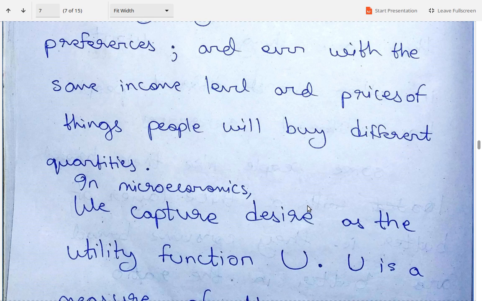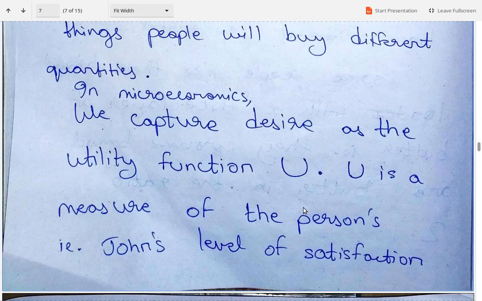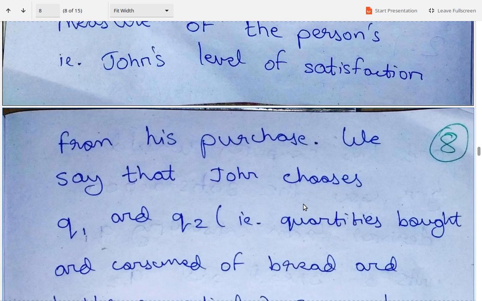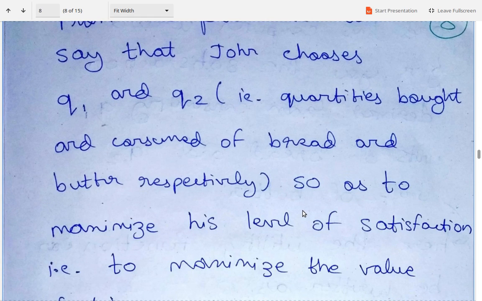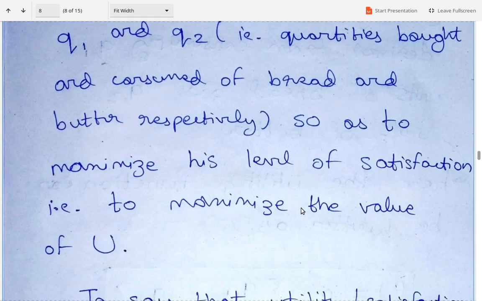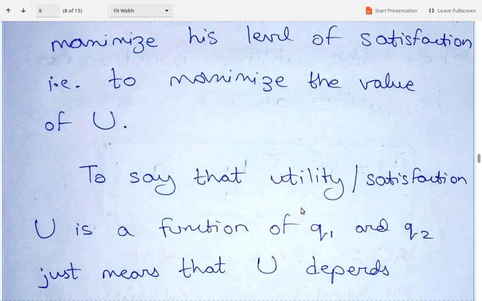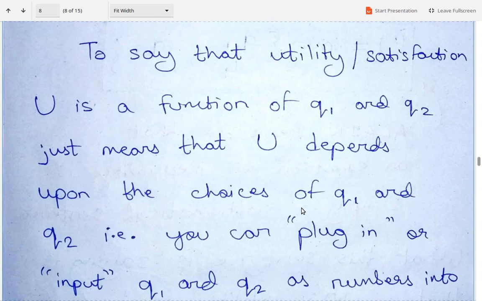In microeconomics, we capture desire as the utility function U. U is a measure of the person's, that is in this case John's, level of satisfaction from his purchase. We say that John chooses q1 and q2, that is the quantities bought and consumed of bread and butter respectively, so as to maximize his level of satisfaction, that is to maximize the value of U. To say that utility or satisfaction U is a function of q1 and q2 just means that U depends upon the choices of q1 and q2.